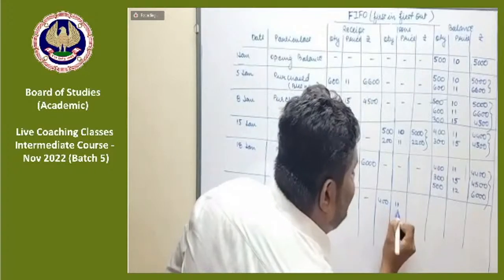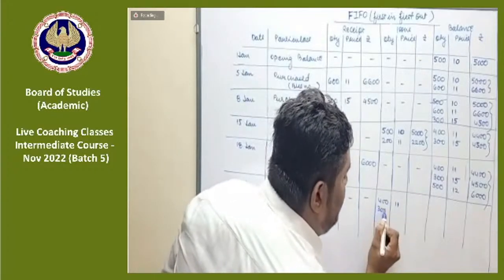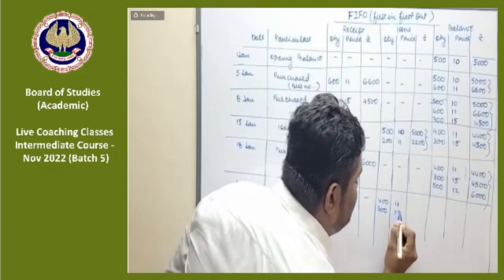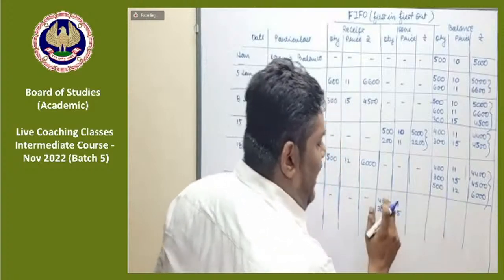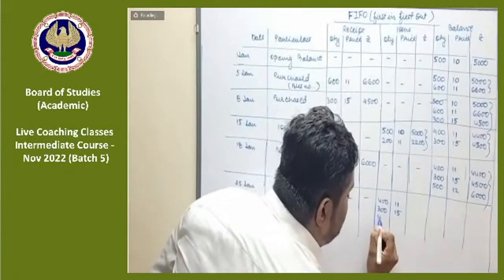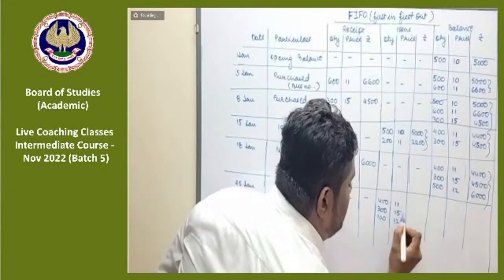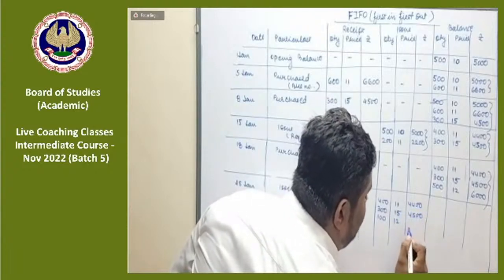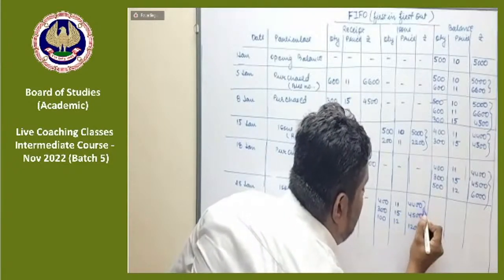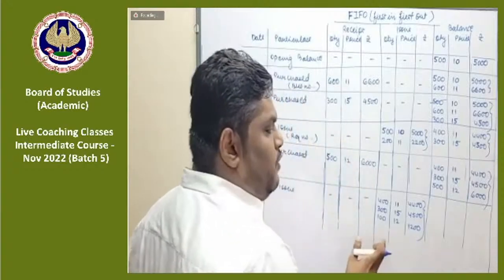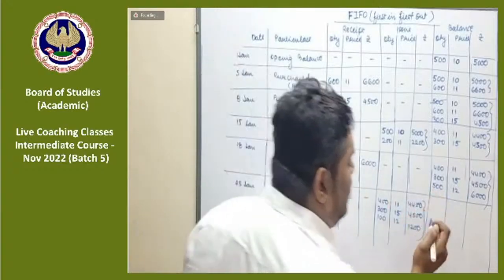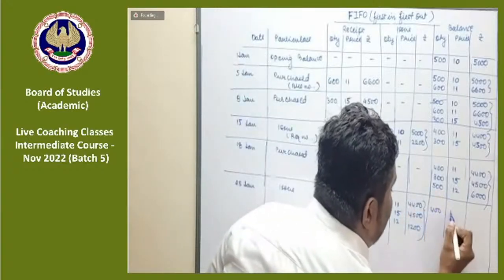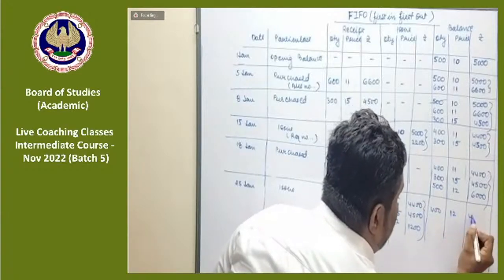Which were purchased at the rate 11. 300 kgs will be issued which were purchased at the rate 15. And the remaining 100 units will be issued which were purchased at the rate 12. So 4,400, 4,500 and 1,200. Now when talking about the balance part, we will be left with only 400 units which were purchased at the rate 12.